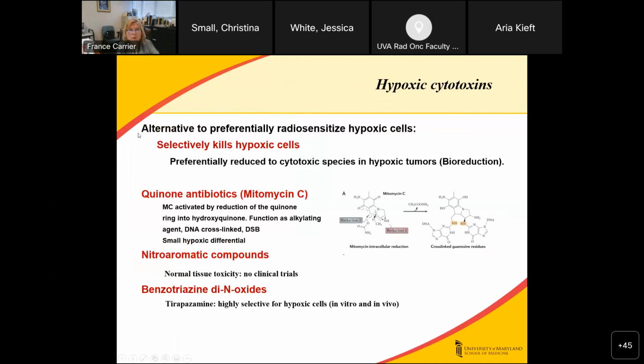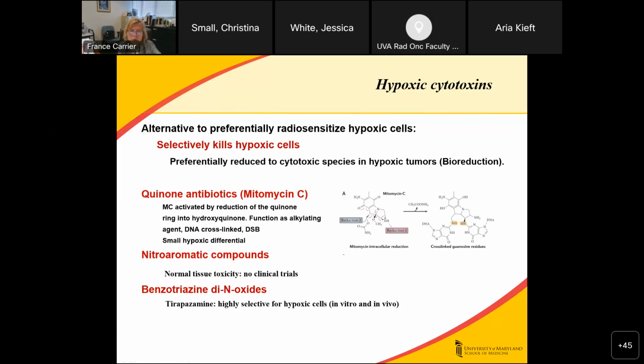Is there now an alternative way? Instead of sensitizing the hypoxic cells, what we can try to do is to selectively kill the hypoxic cells. And this is something that you could do if you have an agent that is going to be activated under hypoxic condition. That is what we call bioreduction. One of the best known is mitomycin C, a quinone antibiotic that can be reduced into hydroxyquinone, and when it is reduced under hypoxic condition, it functions as an alkylating agent that can cross-link DNA and lead to double strand break.